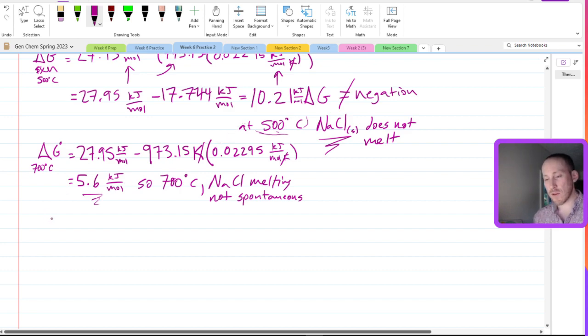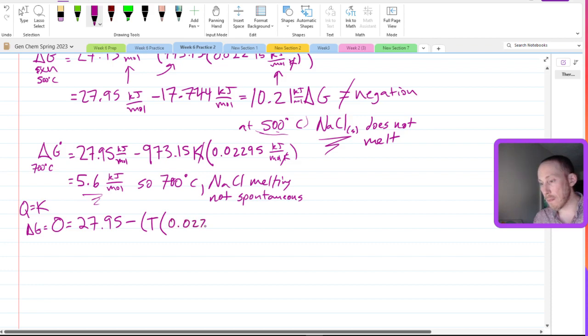So should we solve for the temperature at which it does melt? I guess let's do it. So if delta G were 0, this would be equilibrium. This is when Q equals K. It doesn't go forward or backwards. Your delta G equals 0. And if your delta G equals 0, then we would have this minus some temperature that we don't know. That's what we're solving for. This is like a side quest on the actual question. It's in Kelvin, though, but Kelvin, Kelvin, kaboom, kabang.